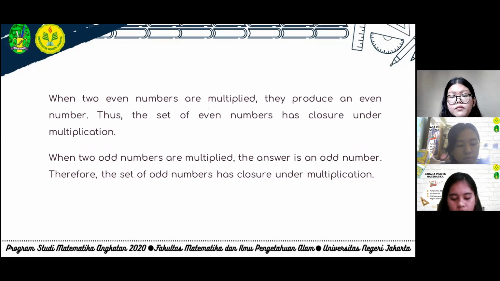When two even numbers are multiplied, they produce an even number. Thus, the set of even numbers has closure under multiplication. When two odd numbers are multiplied, the answer is an odd number. Therefore, the set of odd numbers has closure under multiplication.